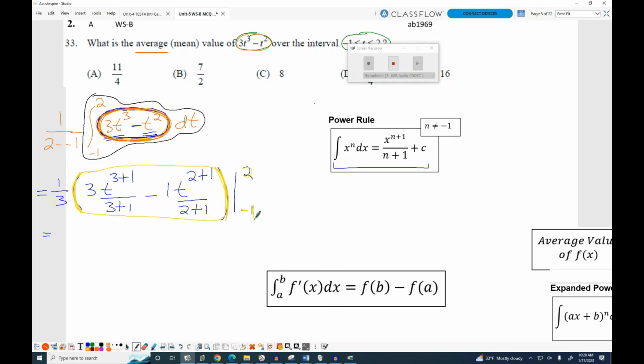Cool. Next thing. So let's clean it up a little bit. So don't forget the 1/3. Let's see. This would just be 3t to the 4th over 4. Subtract. This would just be t cubed over 3. We'll go to Brooklyn to help us. So Brooklyn, this line is telling us what to write on the next line. So what do I write on the next line?